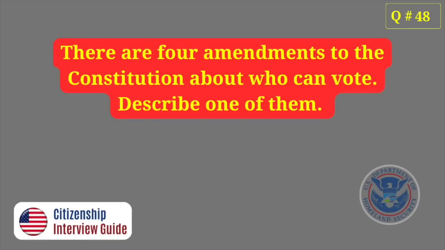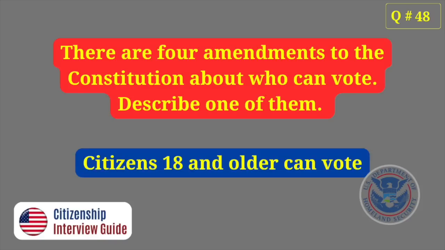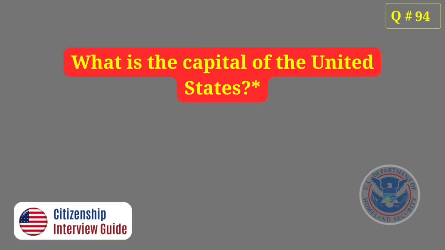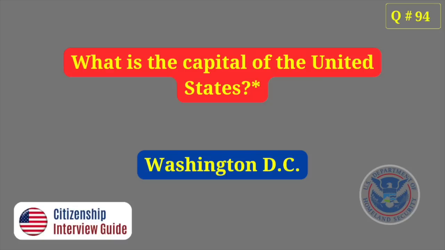There are 4 amendments to the Constitution about who can vote. Describe one of them. Citizens 18 and older can vote. What is the capital of the United States? Washington, D.C.